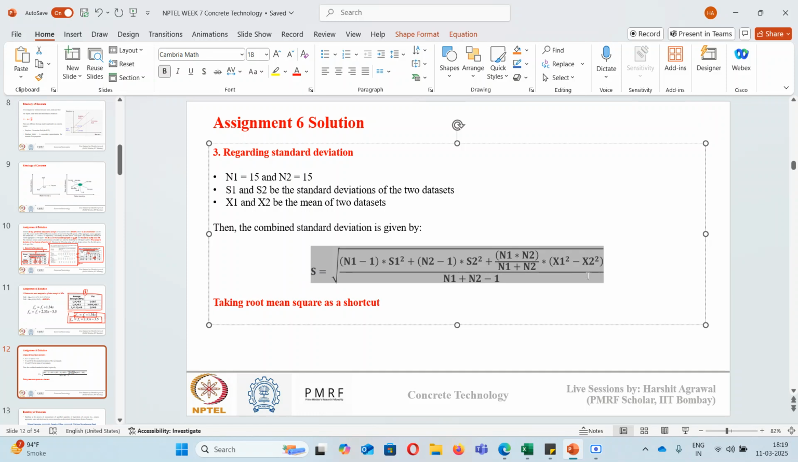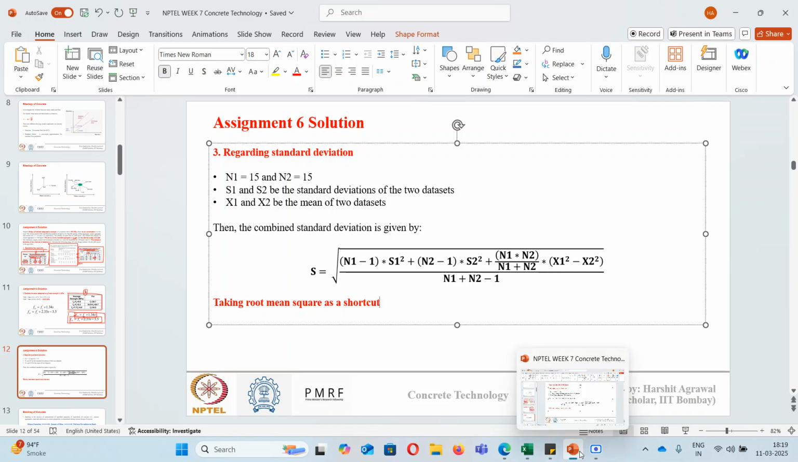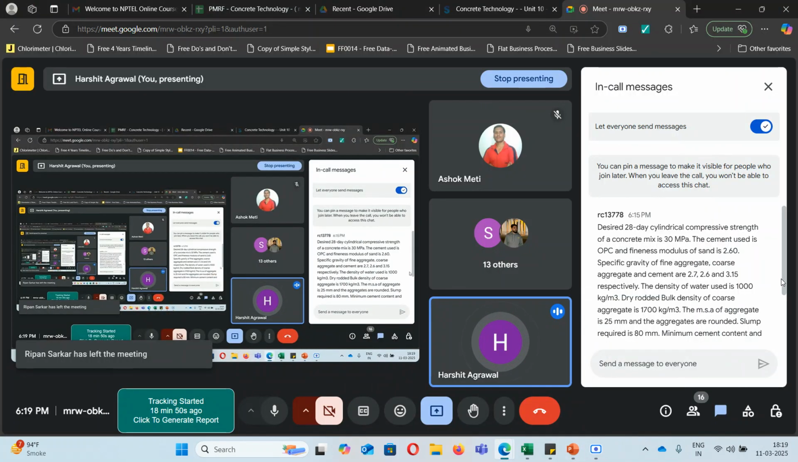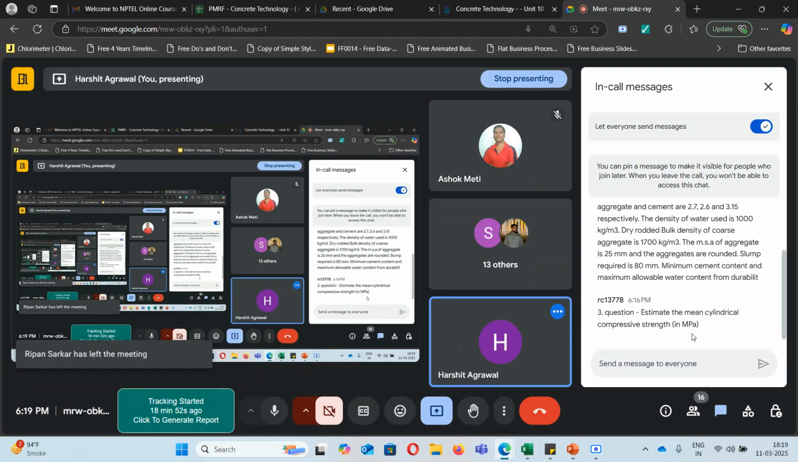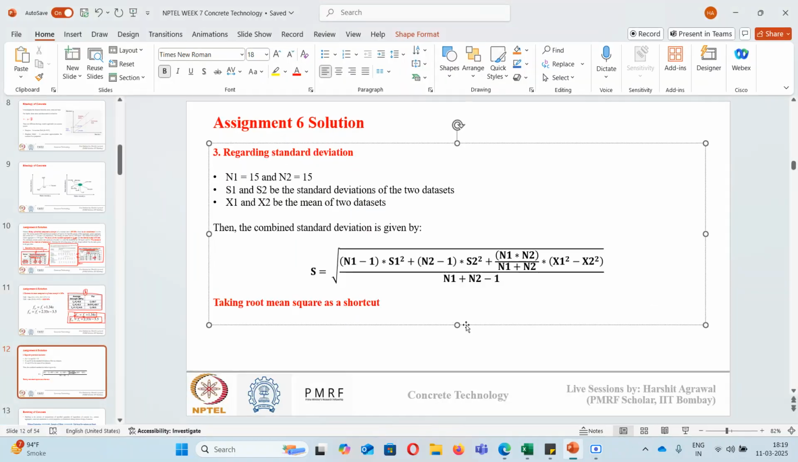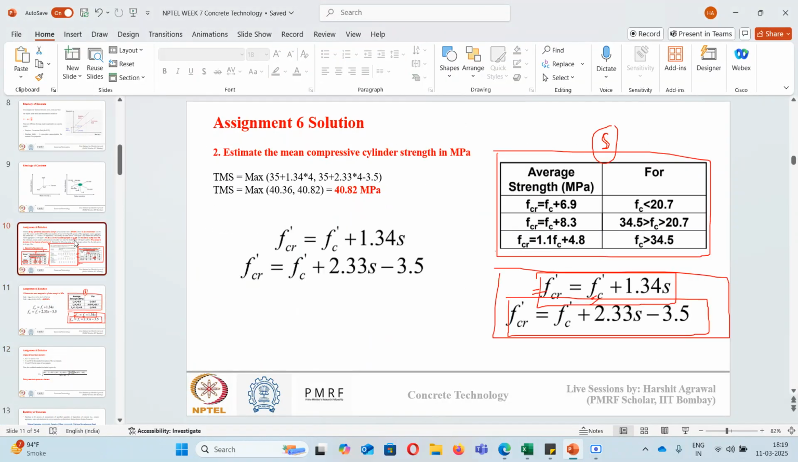Okay, the actual formula is this. This is a kind of complex formula that you don't need to remember, but just remember that whatever they are saying about the root mean square is just an approximate thing. Clear with the questions? Okay, so let's move ahead.